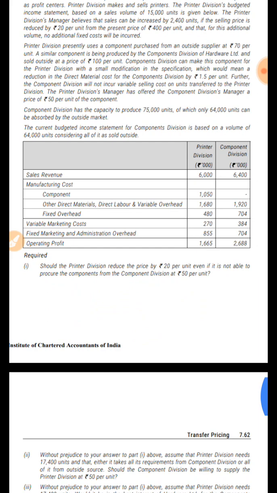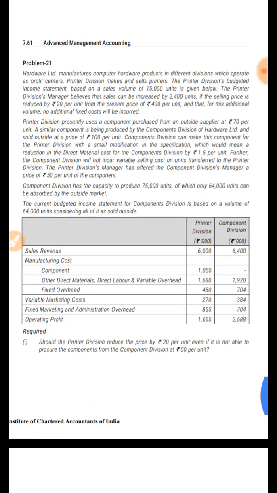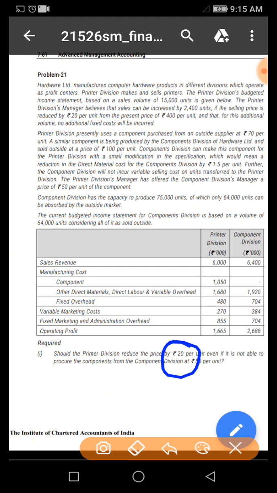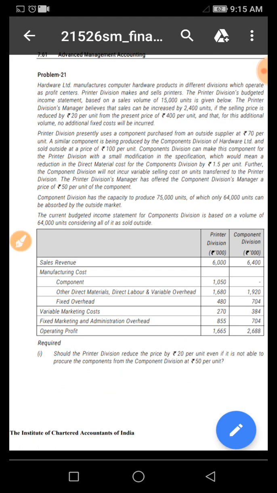Okay, so the first requirement is whether the printer division should reduce the price by rupees 20, even if it is not able to procure the component from the component division at rupees 50 per unit. So we have to find out the profitability: at the same price of rupees 400, what will be the profitability? Or at rupees 380, after reducing the price by rupees 20?